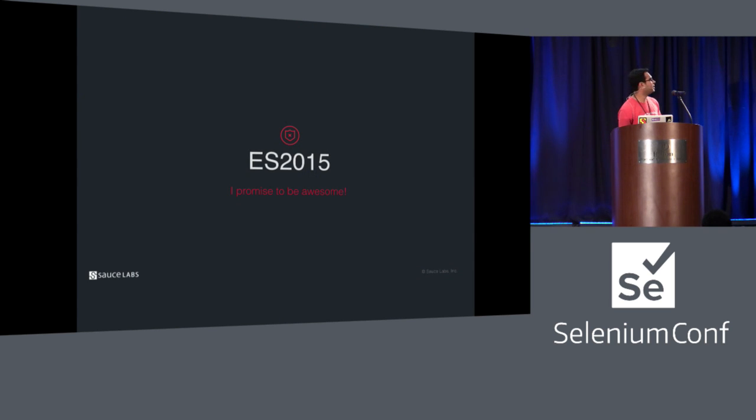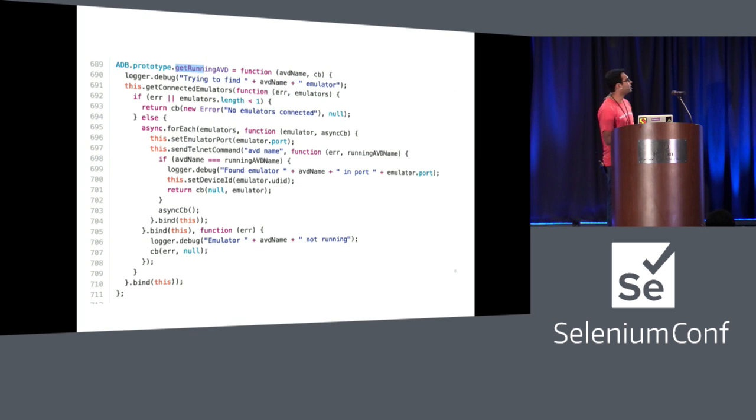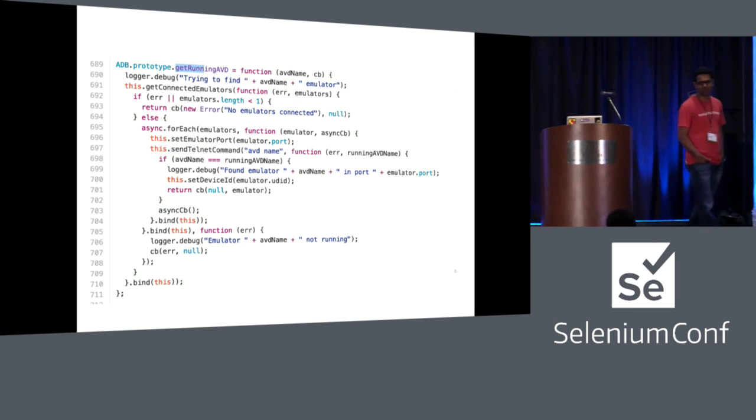So, ES 2015, right? One of the biggest advantages that I see is promises. This is one of the code snippets that I was browsing through last night. This is the earlier version of Appium, and it has three callbacks. The callback hell is right there. It would take around 10 to 15 minutes to figure out what this function does. But what this function is actually doing is very simple.